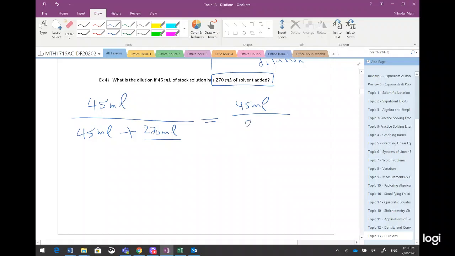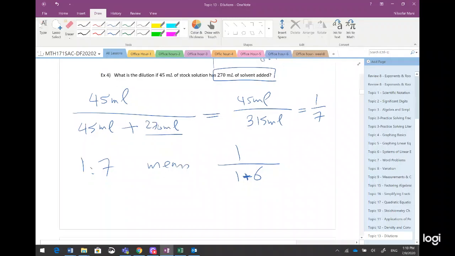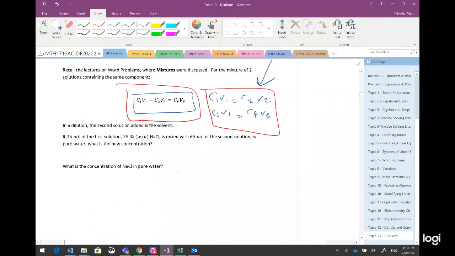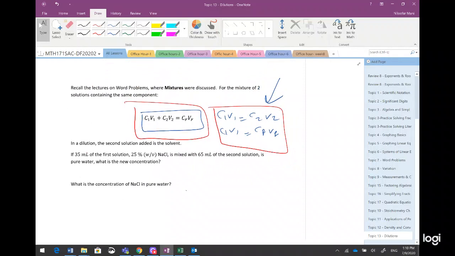So this is 315 milliliter, which when I simplify, is 1 over 7. So the dilution ratio is 1 to 7, which means 1 over 1 plus 6. So whatever I have, 6 of them are added, and if you calculate, 6 of 45 is 270 milliliter. So that's the answer here. I just try to make it easier for you to understand.